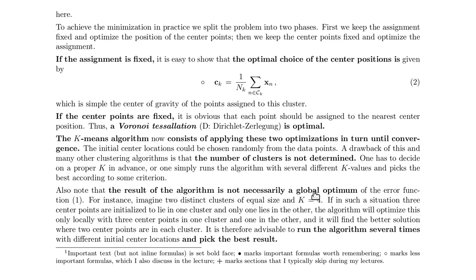And one way to deal with that is to run the algorithm several times with different initial conditions and then pick the best result. And also a problem in general with clustering algorithms is that often you need to determine the number of clusters in advance, or you have to decide somehow, or you run the same algorithm with different numbers of clusters and then pick the version that gives the best results.